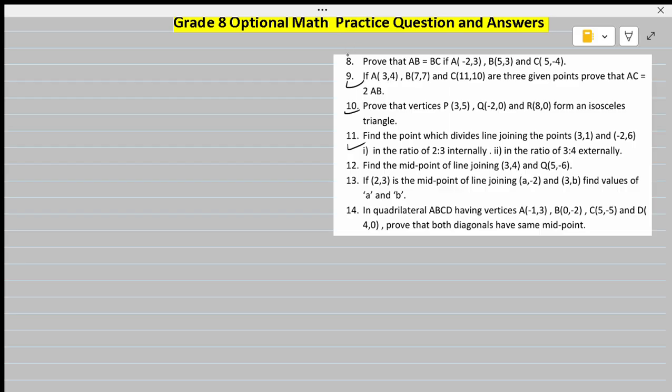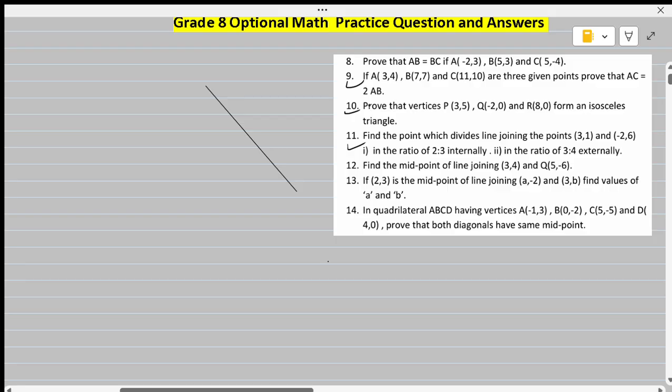So for number 11, we said here find the points which divide the line joining 3, 1 and -2, 6 in the ratio of 2:3 internally and in the ratio of 3:4 externally. So I first go for finding the point which divides internally. Right? So let's make the diagram also here. Okay, so I made here this diagram.